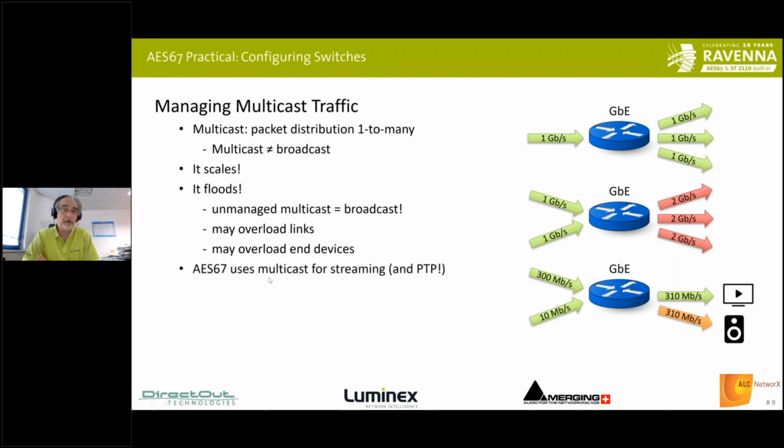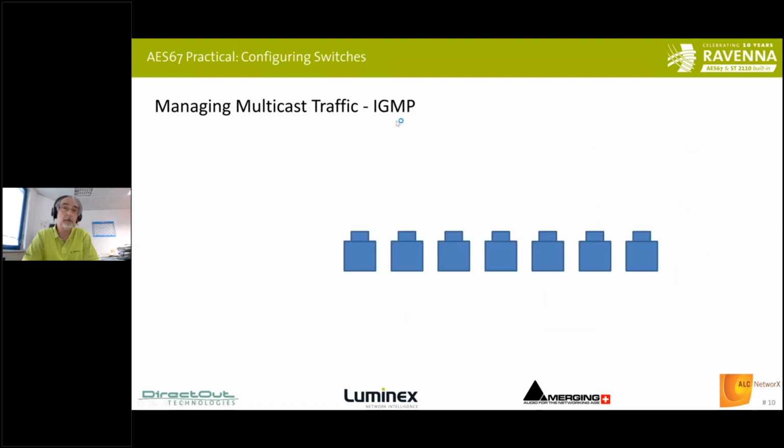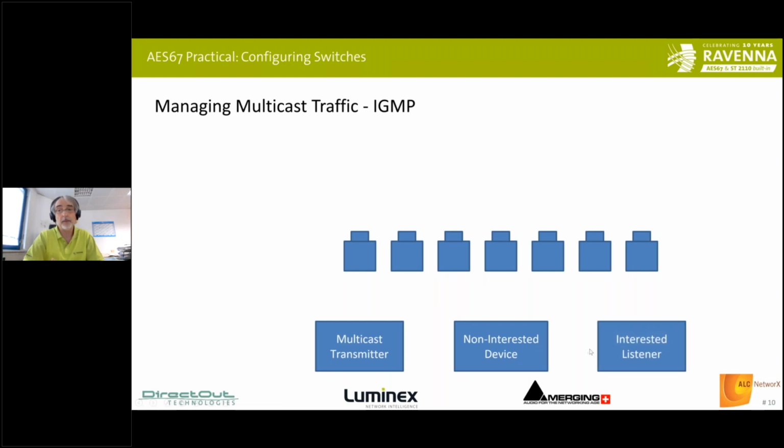However, AES67 definitely uses multicast for streaming as well as for the PTP distribution, and so that means we have to manage multicast on a network. How's that done? Well, we have something which is called IGMP, the Internet Group Management Protocol. What happens is that we have a switch. Let's say we have a switch here with 7 ports, and we have a multicast transmitter, some non-interested devices in that multicast, and one particular interested listener. So how do we manage the multicast network?